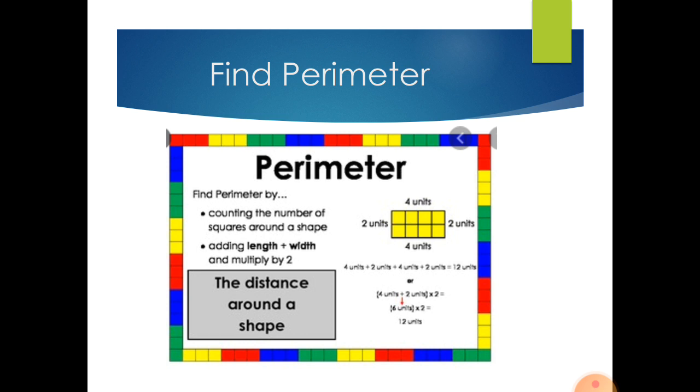If we have a shape given in squares and there is no unit given, we have to just count the number of squares around the shape.